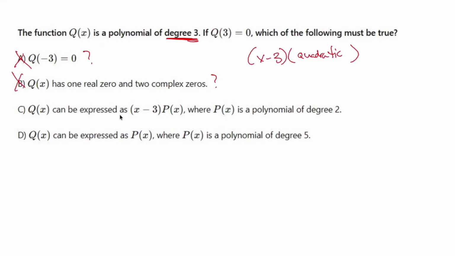Q of x can be expressed as x minus 3 times p of x, where p of x is a polynomial of degree 2. So C seems to be good. But let's just make sure. Q of x can be expressed as p of x, where p of x is a polynomial of degree 5. I don't know where that came from. That's not even remotely true. These guys are possibilities, but this guy is definitely not. So C has got to be the only one that will make sense here. So C is going to be my answer.